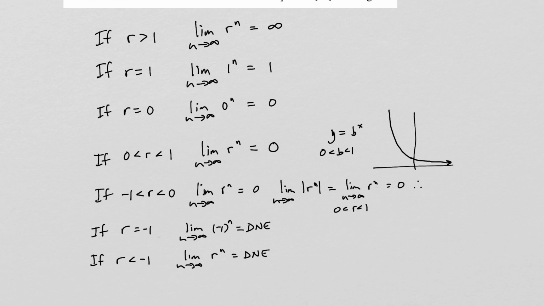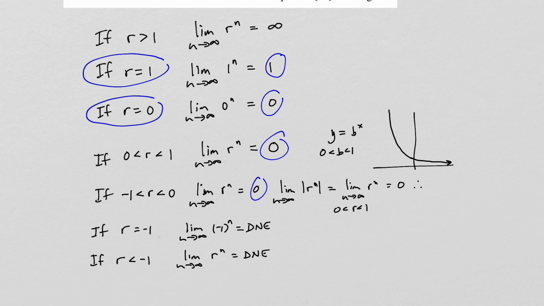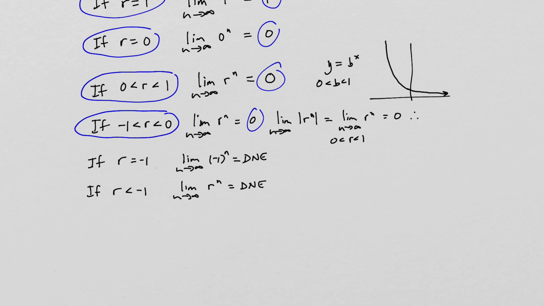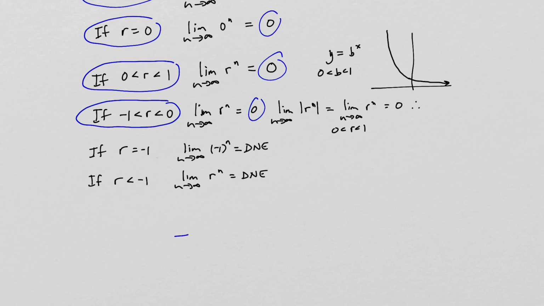So for what values of r did this limit converge? Well, we got an answer here, here, here, and here. So it converges when r equals 1. It converges when r equals 0. It converges if r is between 0 and 1. And it converges if r is between -1 and 0. So the answer is it will converge for all values of r less than or equal to 1 and greater than -1.